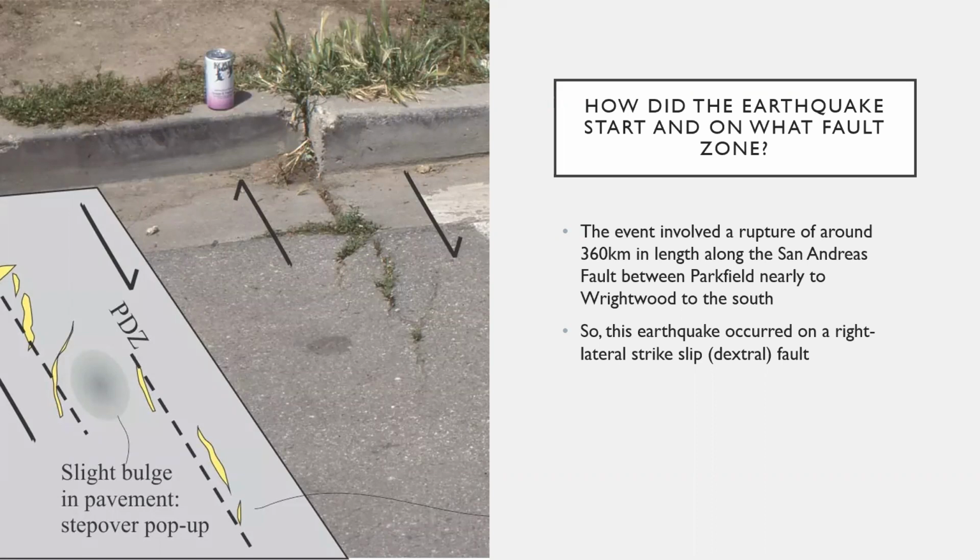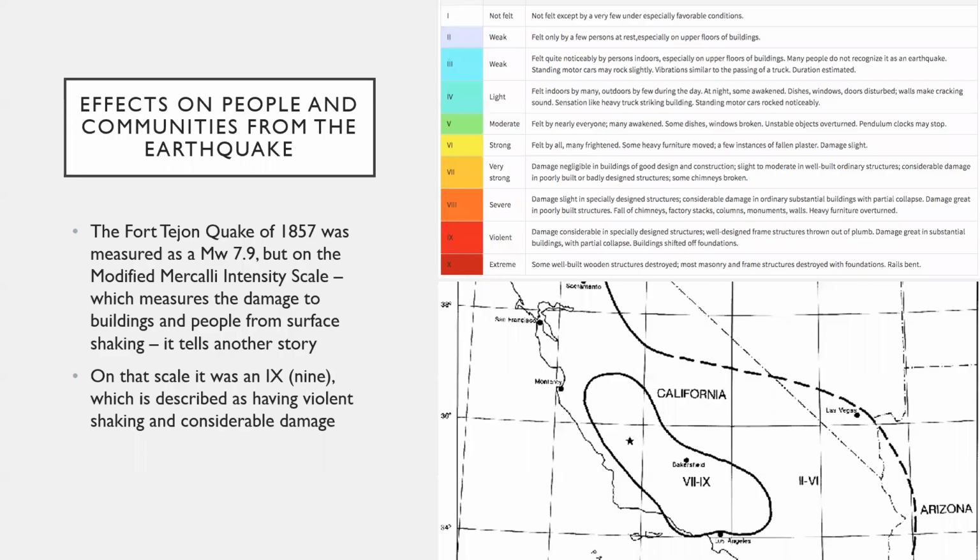This event involved rupture of the fault, estimated at about 360 kilometers in length. It started near Parkfield and extended south all the way to near Wrightwood. Also on the left here, I have an image showing a real world example of what a right lateral strike-slip fault like the San Andreas would look like if you went outside to look at one, and how it happens.